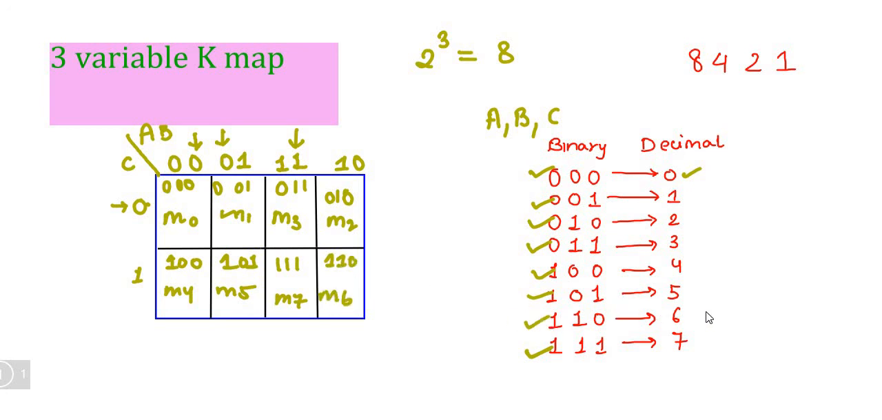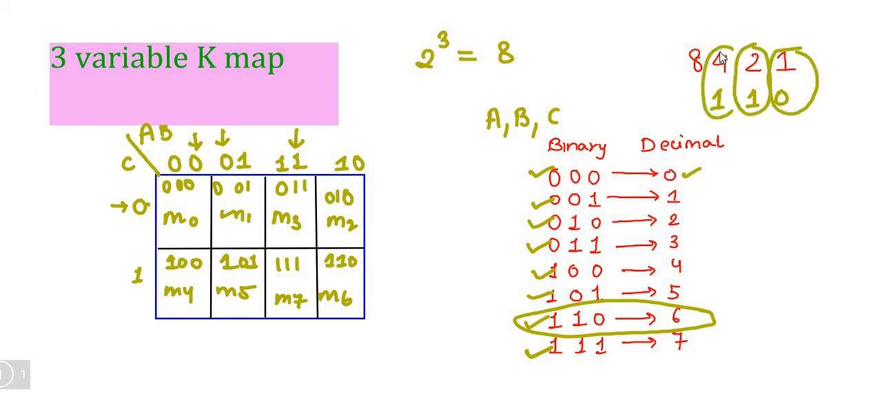You can again see, suppose I am taking this combination right now, 110. You multiply and then add. This is going to give me 0, this is going to give me 2, and this is going to give me 4, and then I add them. It will give me 6, which is the decimal value.